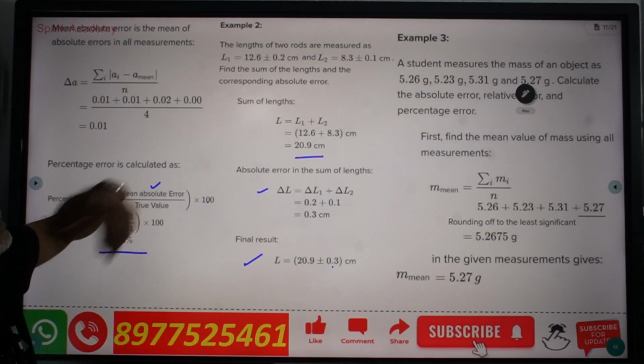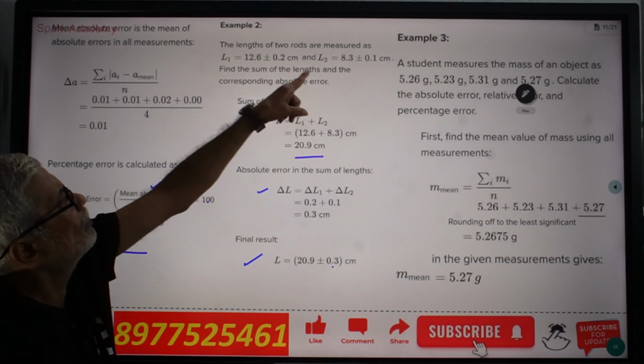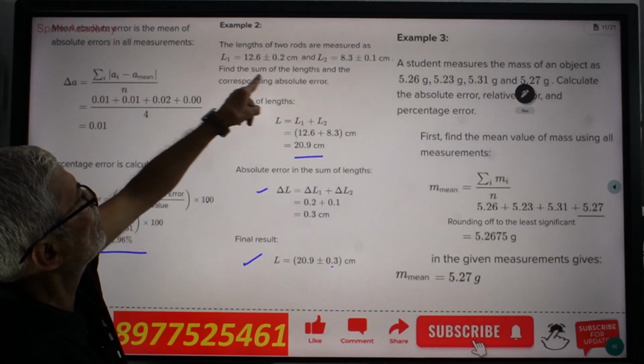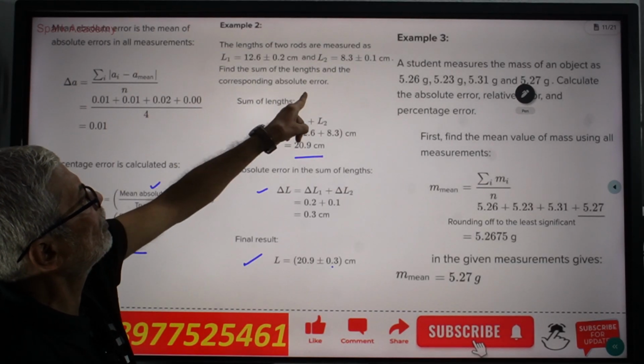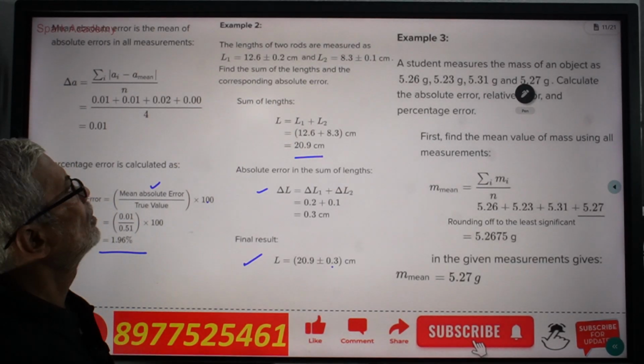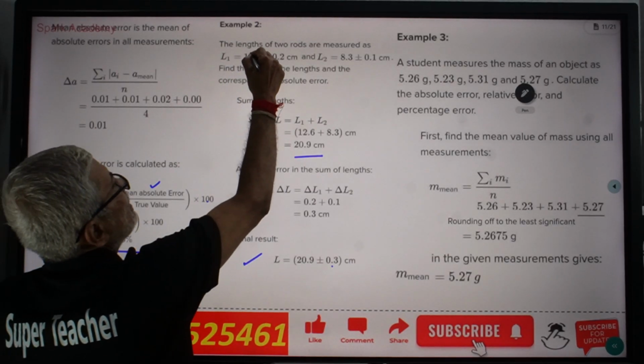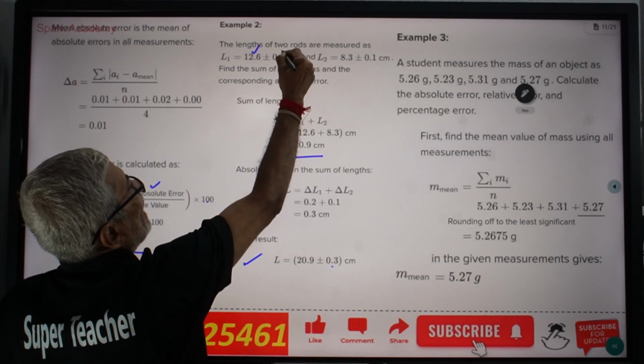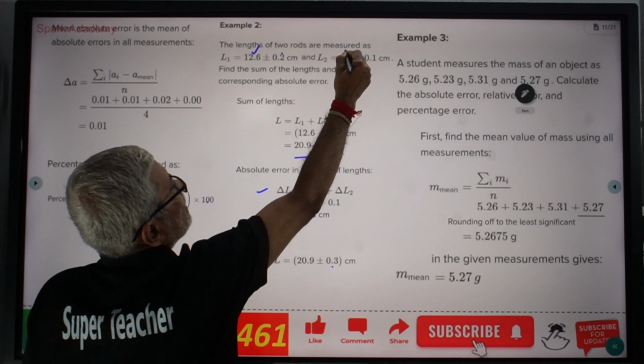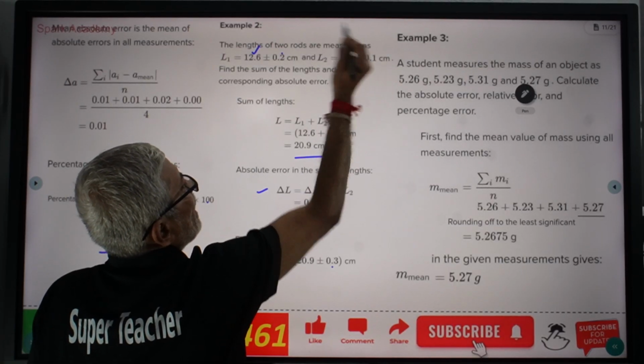Okay. Now another example. The lengths of 2 rods are given. Find the sum of the lengths and the corresponding absolute error. So in this you know that this is L1, this is its error value. This is L2, this is its error value.